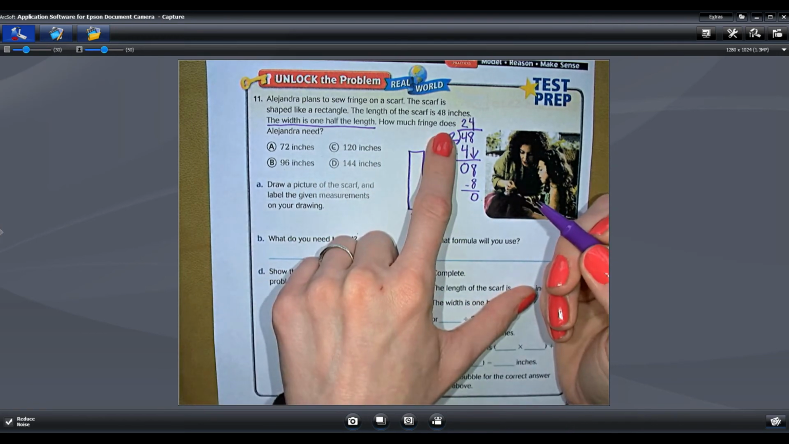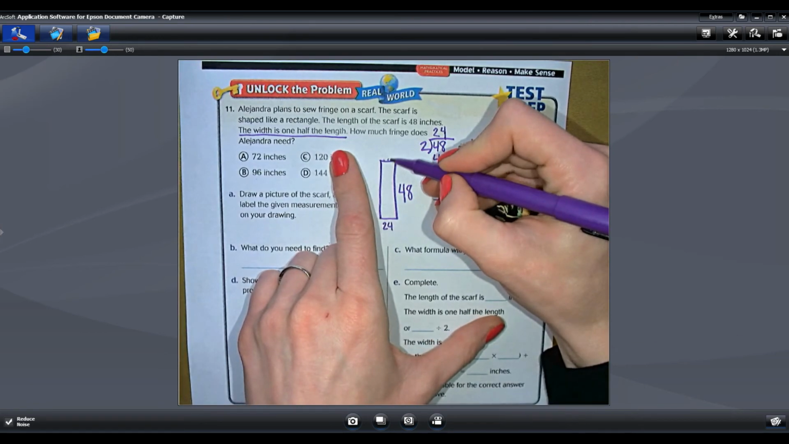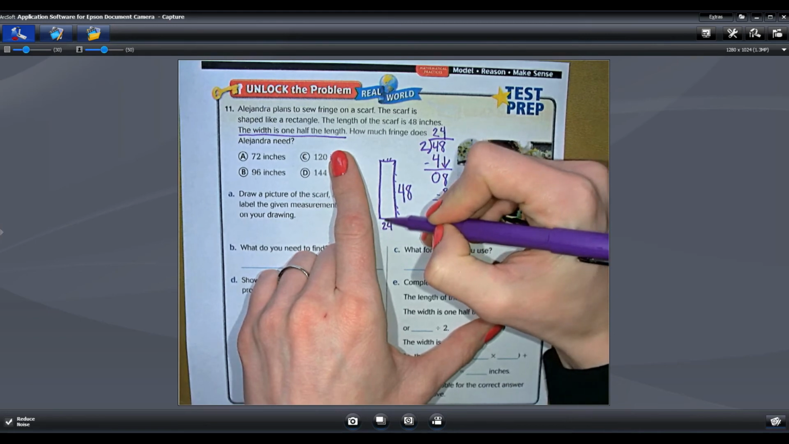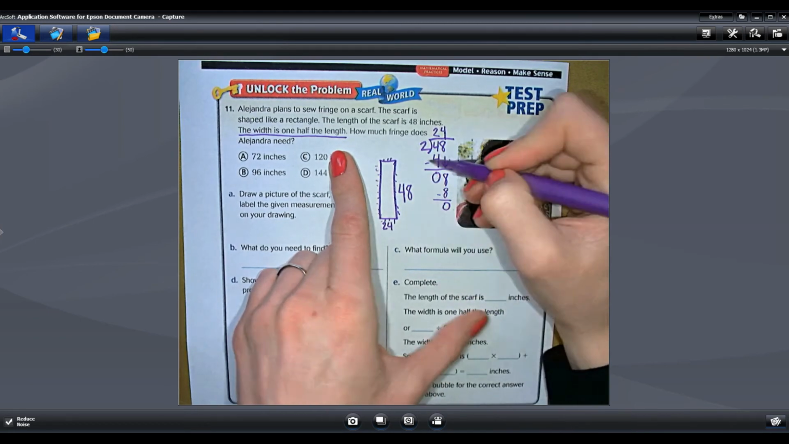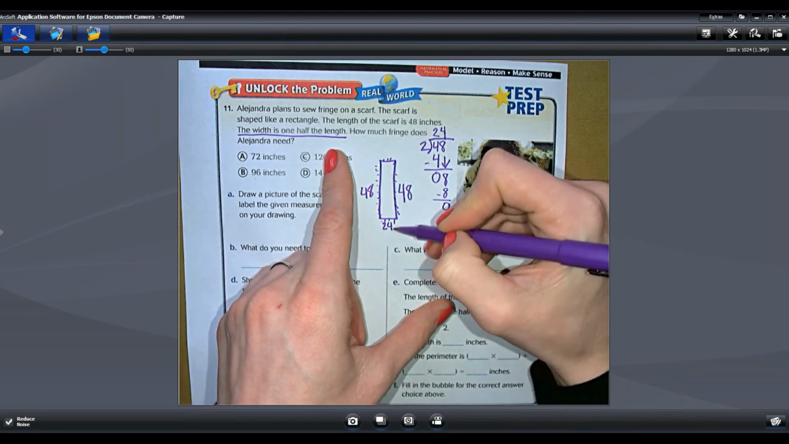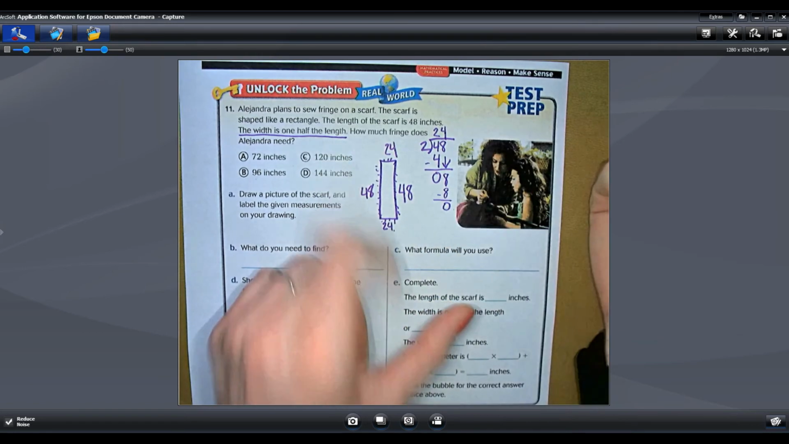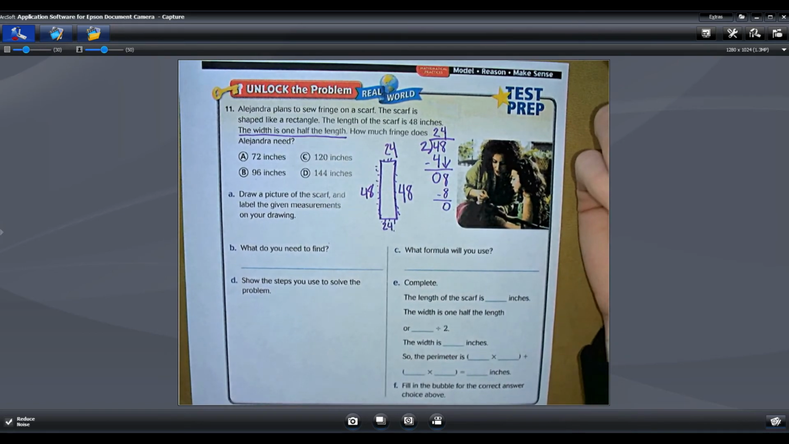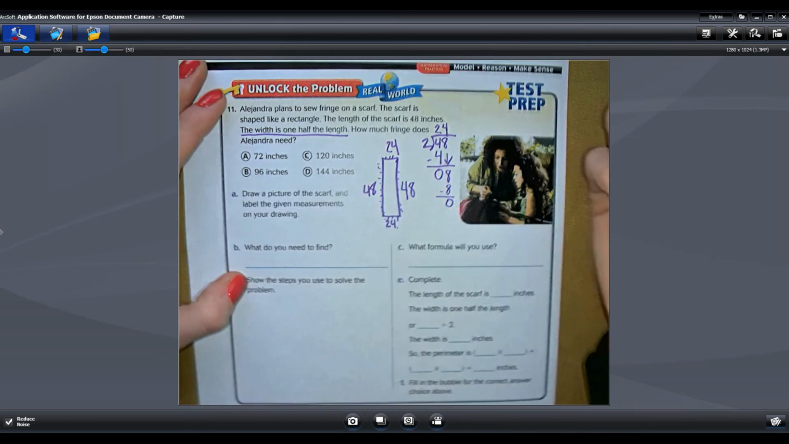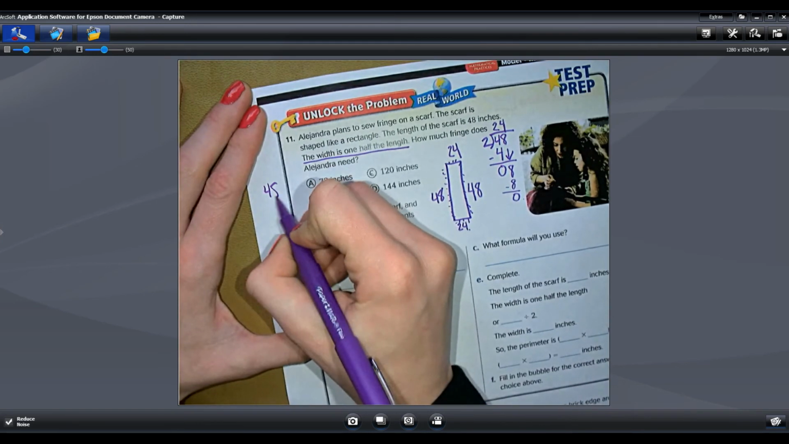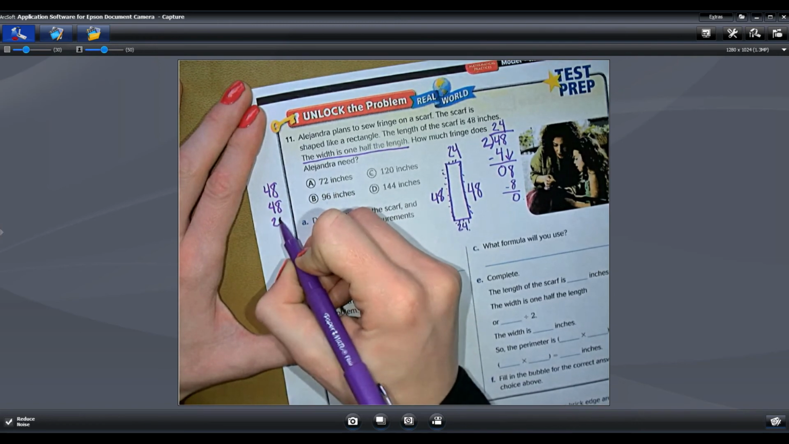How much fringe does she need? She's going to have fringe on all 4 sides, right? This is fringe, little strings that hang off. So this is 48, this is 48, this is 24, this is 24. Now what do I need to do? Add all of those up, okay? Do it over here. 48 plus 48 plus 24 plus 24.